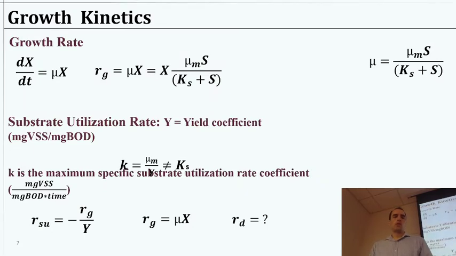Okay, so that means in order to understand our bacterial growth, this dx dt is what we're going to be interested in, that's mu x. We want to move from just understanding how quickly they're growing to also understanding what's happening to the substrate itself.